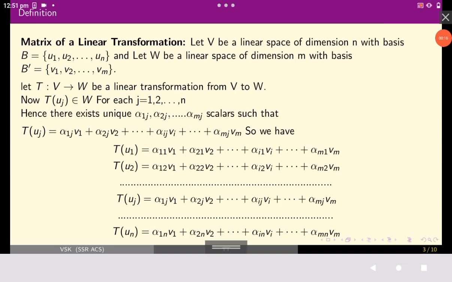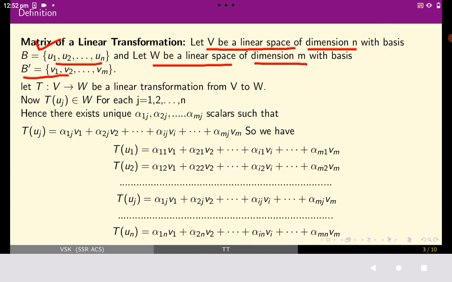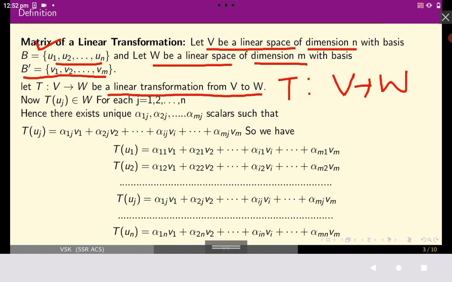So let us see what is meant by matrix of linear transformation. Let V be a linear space or vector space with dimension n. So its basis, say B, contains n elements like this, and W is another linear space or vector space with dimension m. So its basis, say B dash, contains m elements. So these two are the vector spaces we are having, V and W. And let T be a linear transformation from V to W.